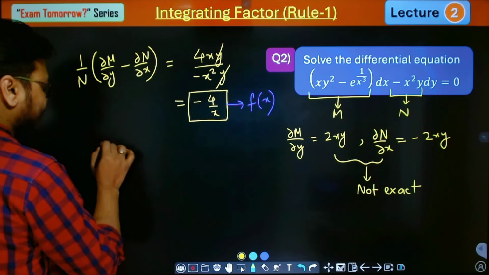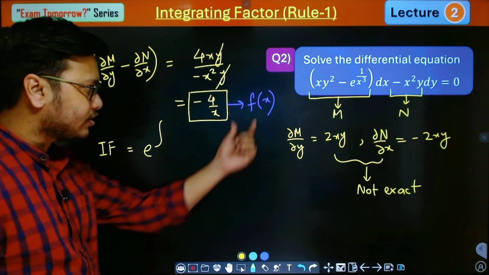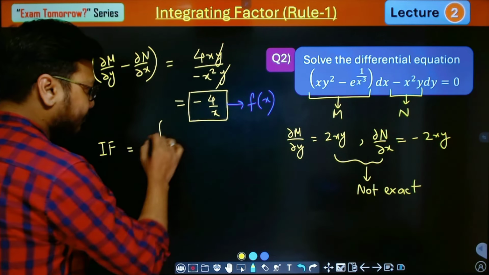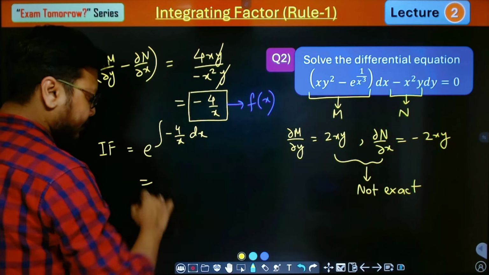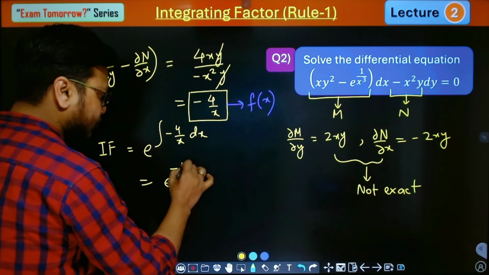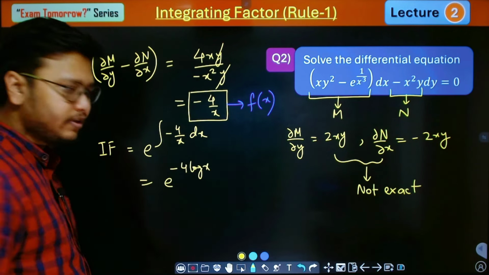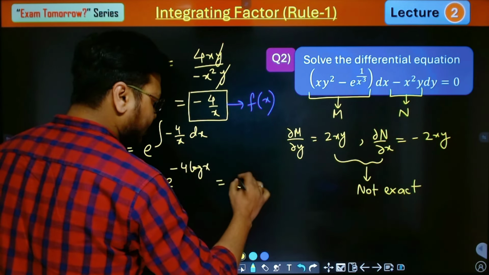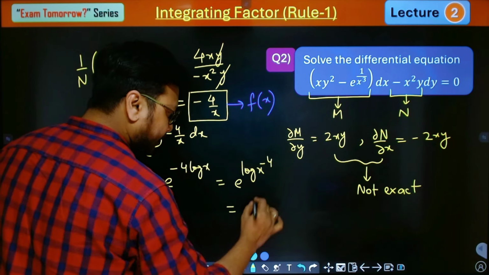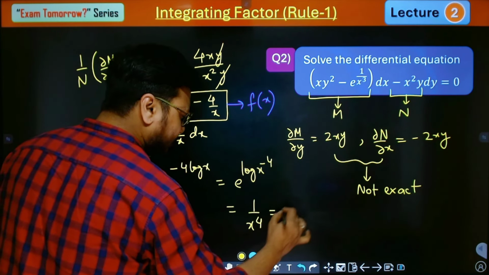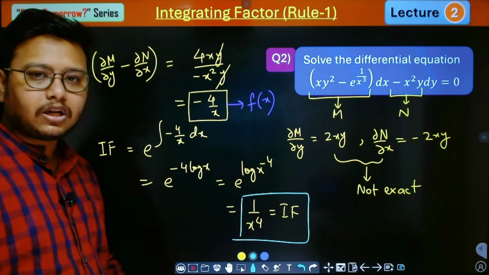So we can say that the integrating factor is e to the power integration of the function of x that we have got, which is minus 4 upon x dx. This integration would become minus 4 log x. Then just like before, we can take the minus 4 in the power of x, so it becomes e to the power log x to the power minus 4, and finally we have 1 by x to the power 4 as our integrating factor, right?